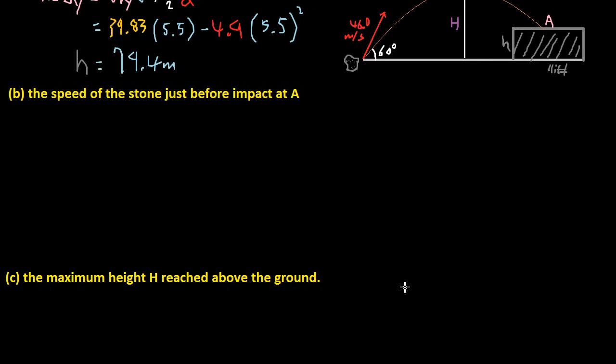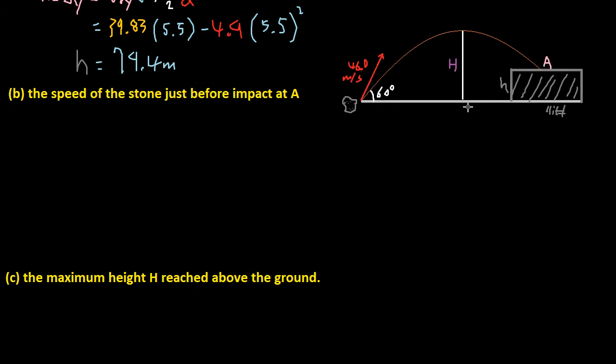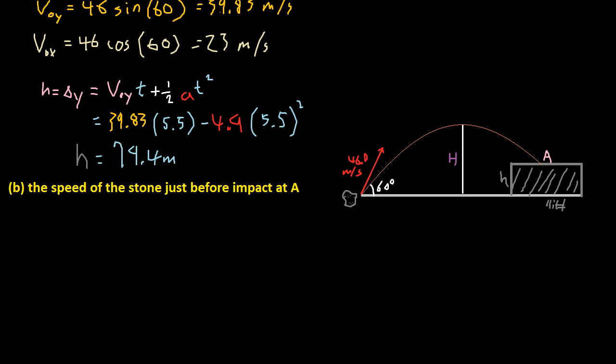The speed of the stone just before the impact at A. So how in the world do we calculate that? I think it's really simple because we have our V0x. The acceleration doesn't change, so Vx is 23.0 meters per second. And V0y can be calculated by a equals v minus v0 over t. So -9.8 is equal to... you know this equation, it's a really simple equation and it makes intuitive sense too.